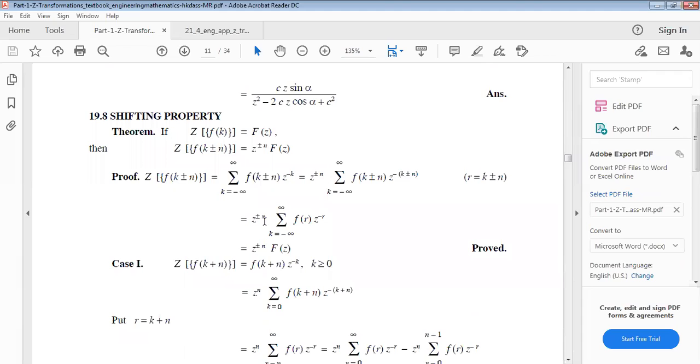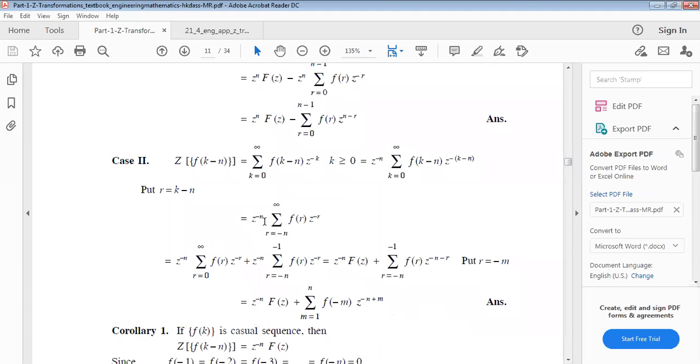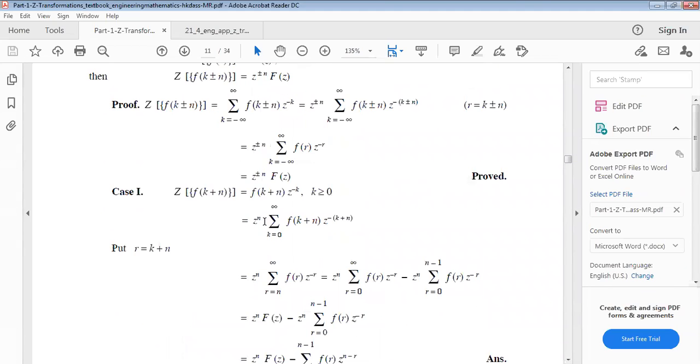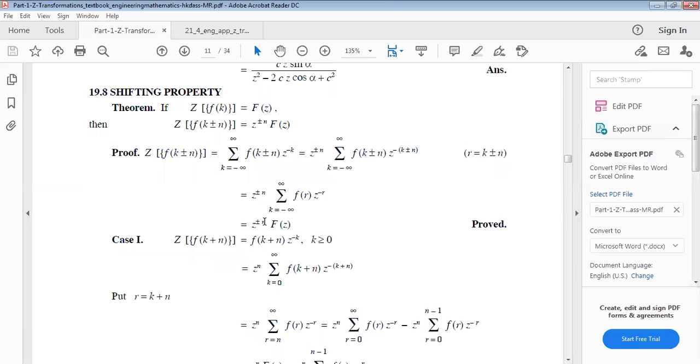Now we will prove this property for different cases. Actually, two cases will be used, and it is a very important theorem in z transformation. The theorem states that the z transformation of this equals this. We have to prove this one.